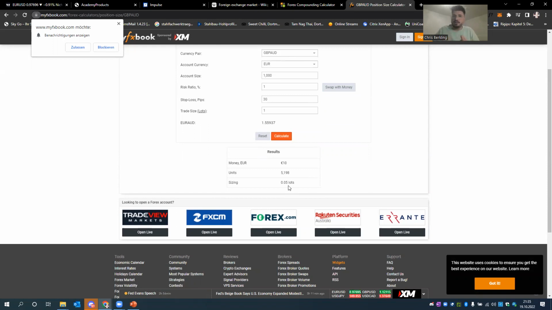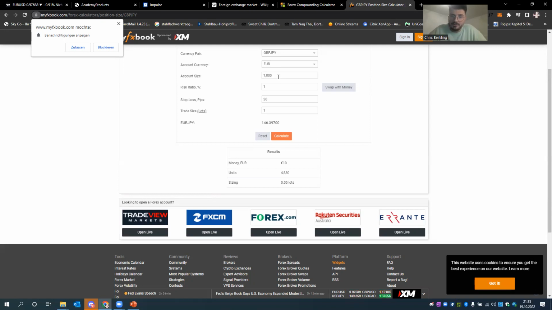So that's why a calculator is always a good thing, because if we switch it up now to British pound, Japanese yen, we keep all the parameters the same. We want to risk 10 euros. We have a 30 pip stop loss. You see that the lot size doesn't really change, but the units change. Here it can't change because 0.05 is the smallest. You can't put in 0.048.